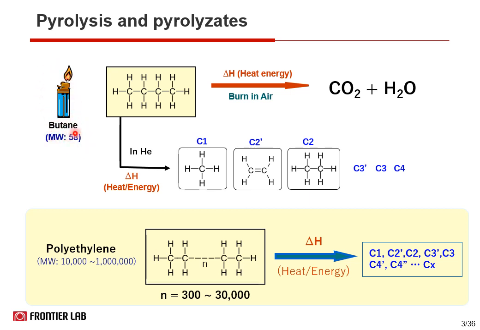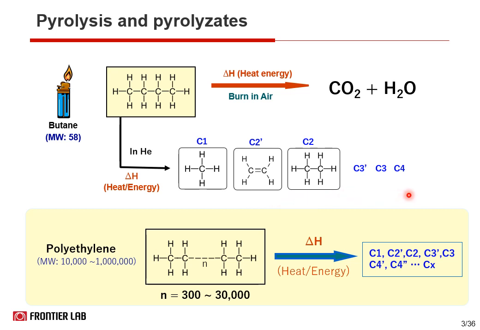This is a simple example of pyrolysis using butane, which is used for gas lighters. This is a chemical structure of butane. Now, when you burn or pyrolyze butane gas under air, it turns into CO2 and H2O. How about pyrolyzing butane gas under helium? It breaks down into smaller molecular structures like methane, ethylene, and so on.